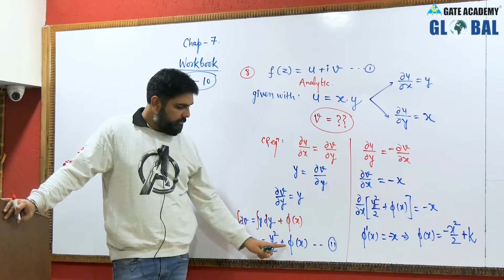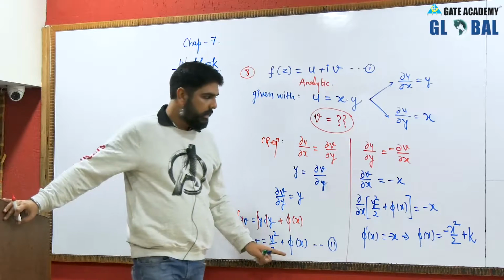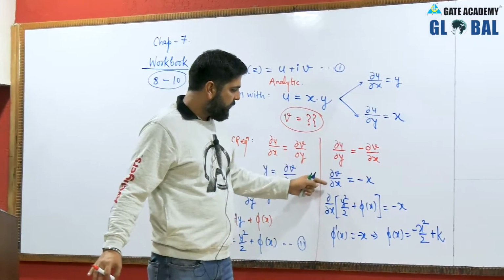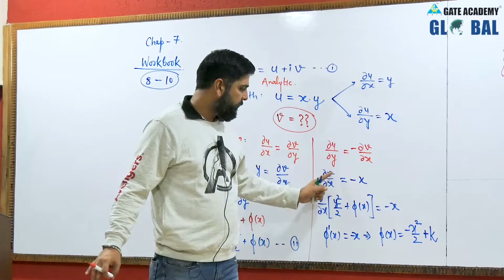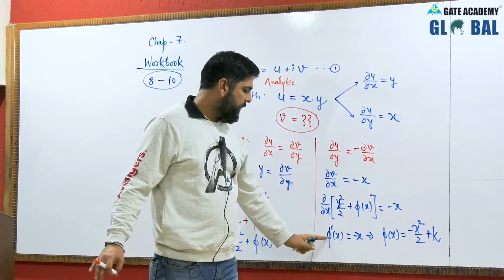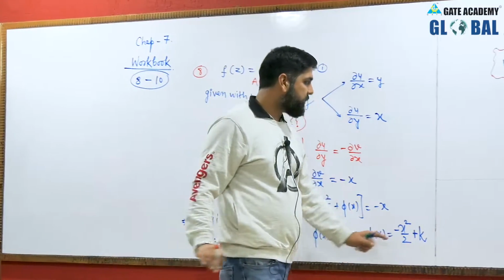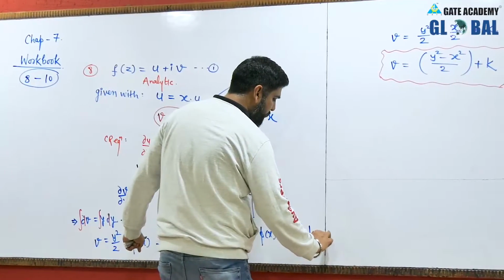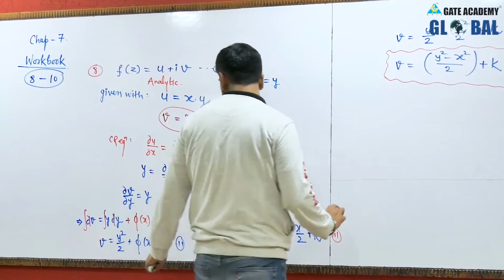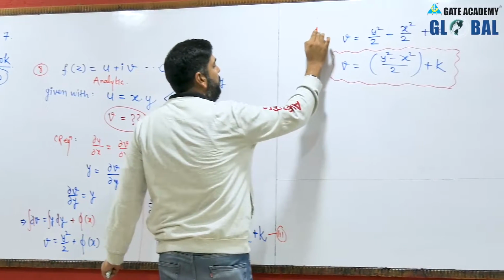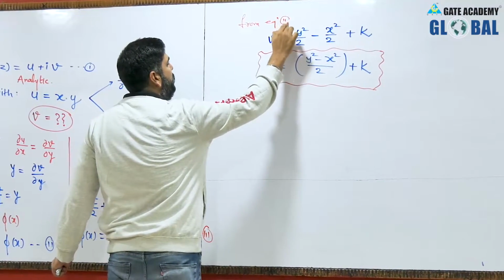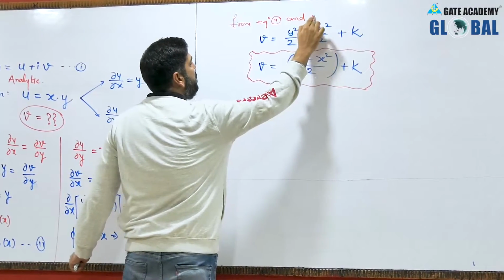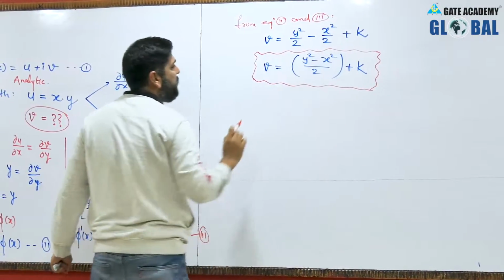Now we need to evaluate the value of phi x. So here I am using this second equation. By this second equation, definitely we can have the value of phi by putting v is equal to this value, and now phi dash is equal to minus x, so phi is equal to this. So let us suppose this is equation number 3, and this value is from equation 2 and 3. Fine. So this is our answer.